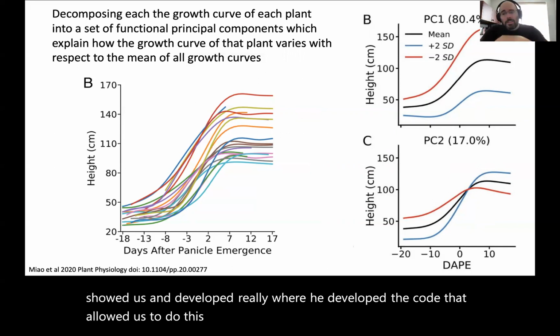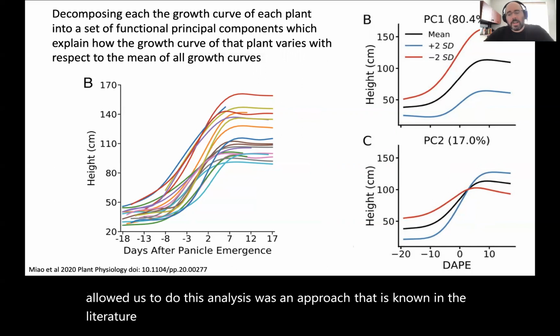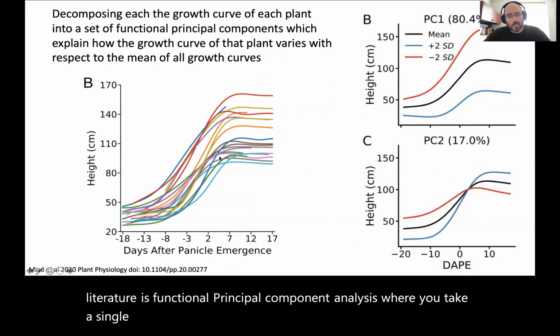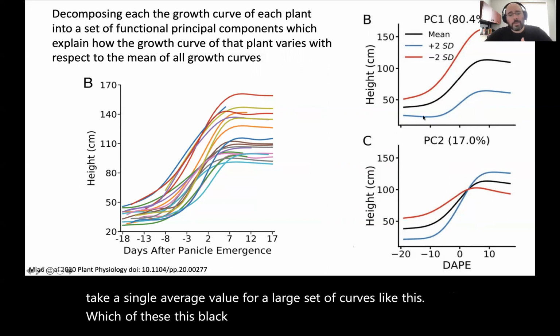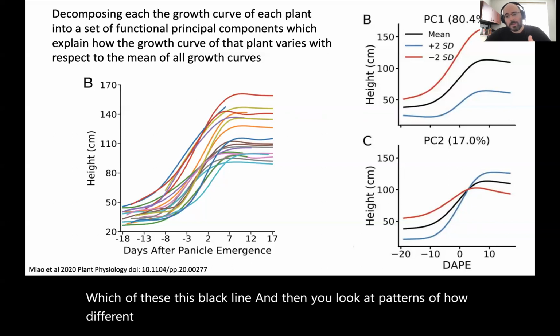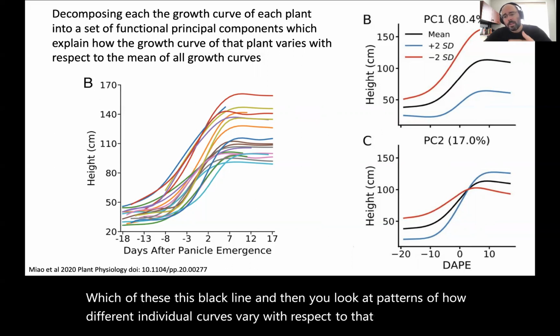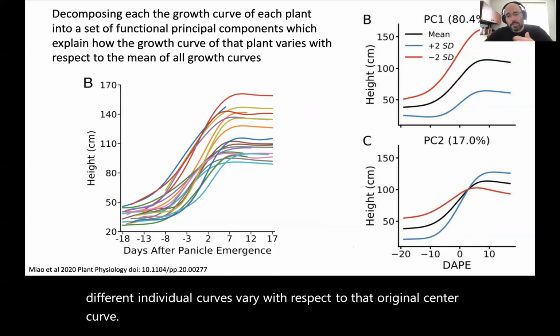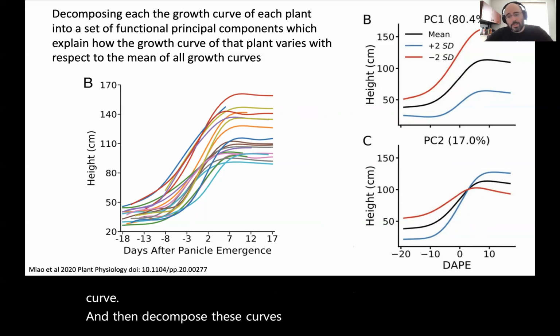was an approach that is known in the literature as functional principal component analysis, where you take a single average value for a large set of curves like this, which is this black line, and then you look at patterns of how different individual curves vary with respect to that original center curve, and then decompose these curves down into what these different patterns are.